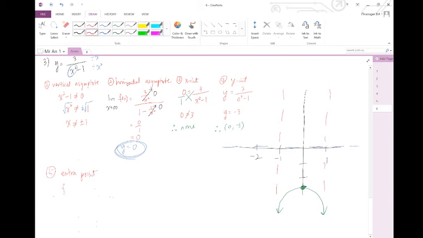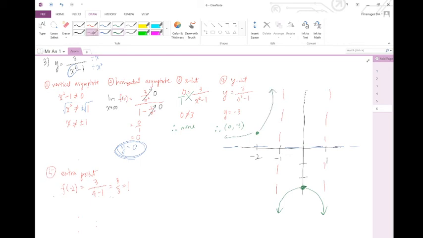So as an extra point, I'm going to plug in f of negative 2. So we get 3 over negative 2, all of it squared is 4 minus 1. So we get 3 over 3. Really, I was concerned as to whether it was above 0 or below 0. It's 1, so we know it's positive. So we have a dot here. And so we get this graph.